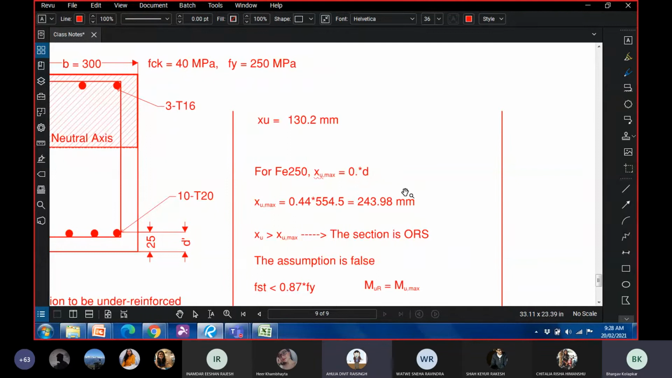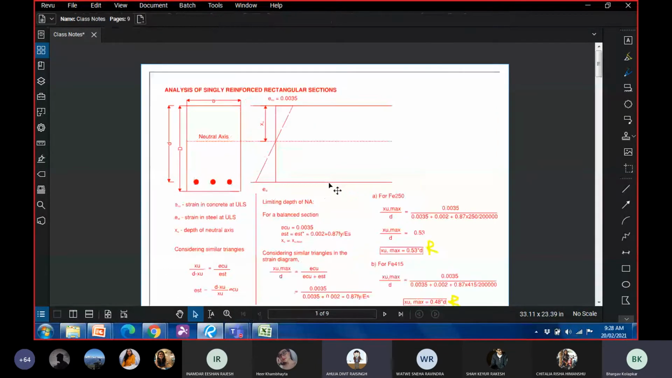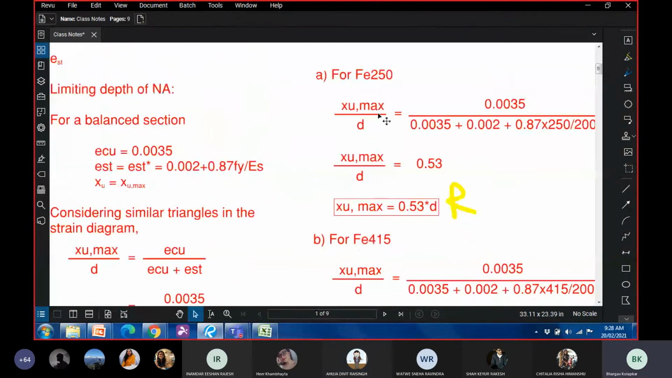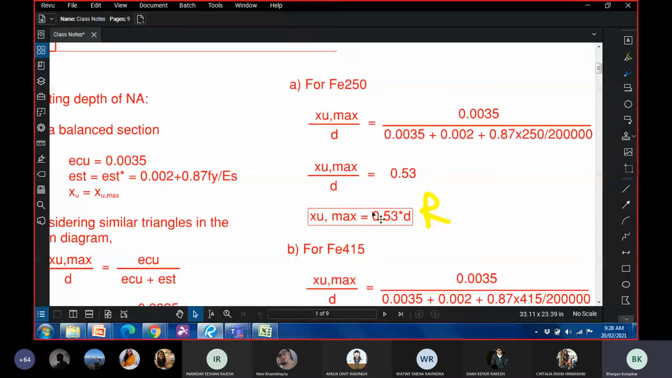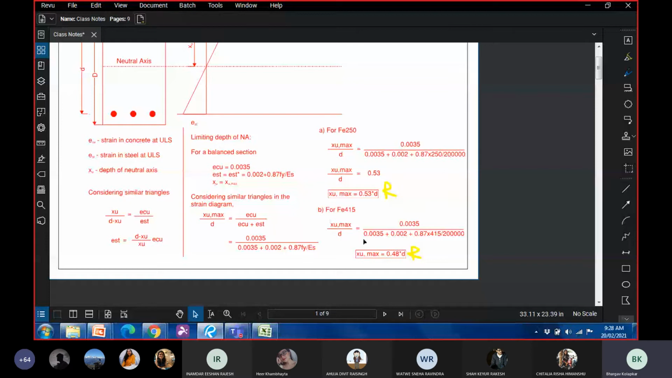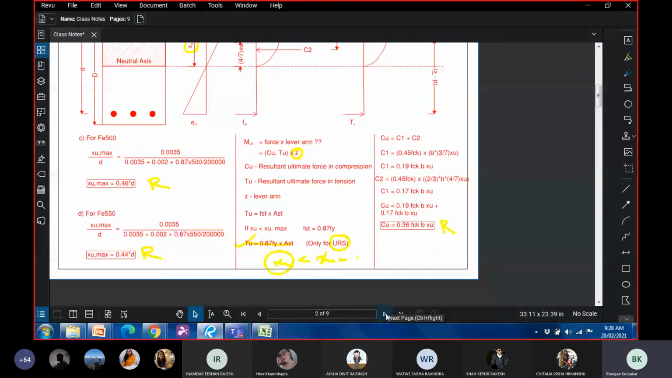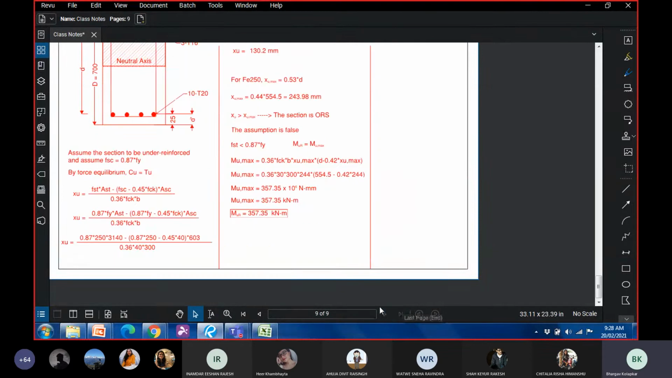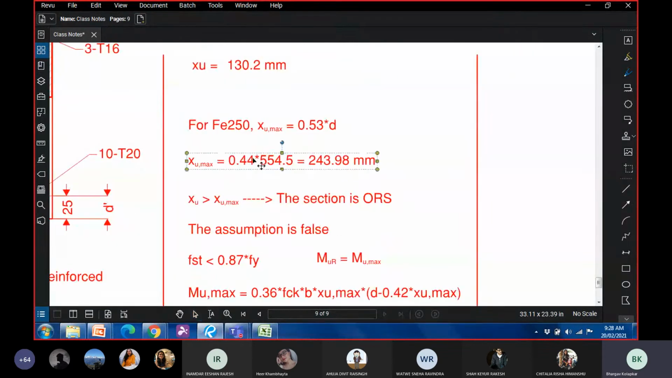Oh, it's 0.58. 0.5. 83. So let's quickly go back. For Fe250, it is 0.53D. So it is quintessential that you remember these values for different grades, because if you are stuck here, you cannot go ahead. So you remember this 0.53, 0.48, 0.46, 0.44. Very simple. So this is 0.53 times D.